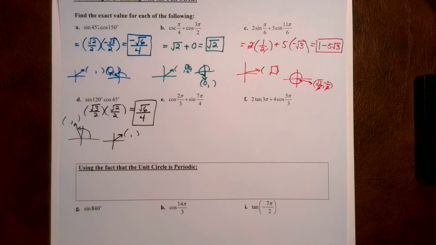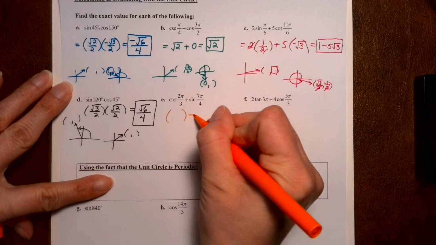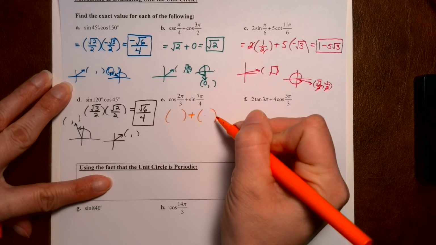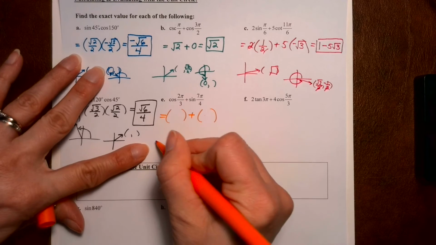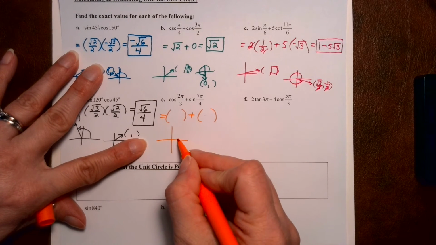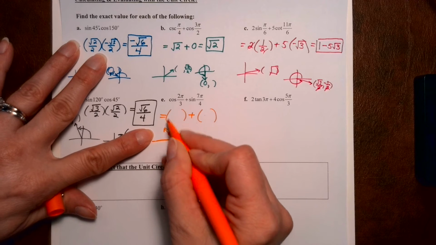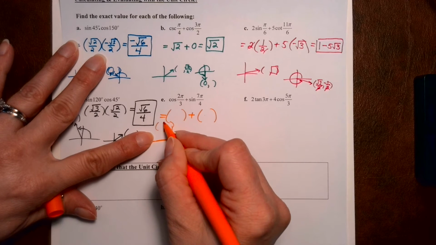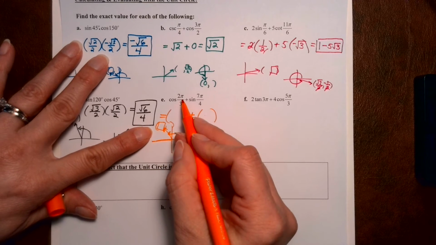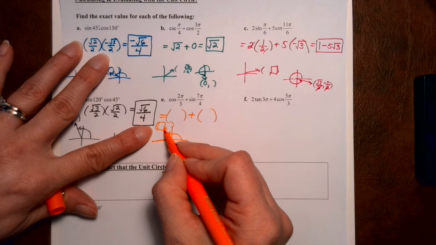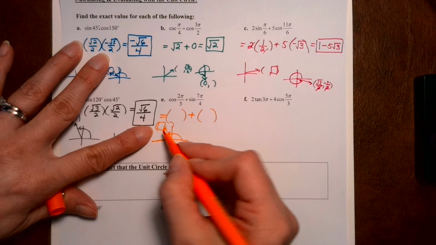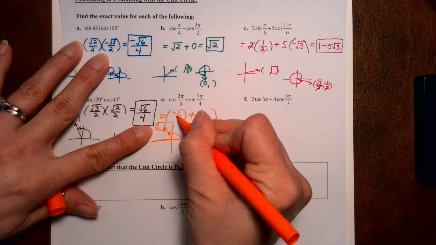Let's do an adding one. So we're going to have a fraction plus a fraction. All right, 2 pi over 3. It's not 3 over 3, so it's going to be right here. It's the high angle, and the cosine is the x value. So what's the cosine for 2 pi over 3? It's going to be negative 1/2.